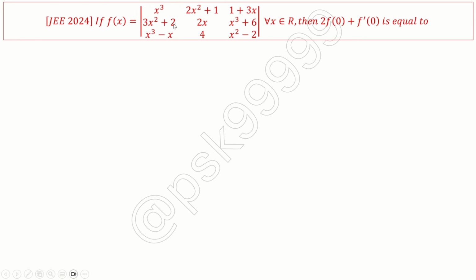3x square plus 2, 2x, x cube plus 6; x cube minus x, 4, x square minus 2, where x belongs to the rational numbers, then what is the value of 2 f of 0 plus f dash 0? This is a very good question I chose, because you should understand how to work with determinants and functions together.